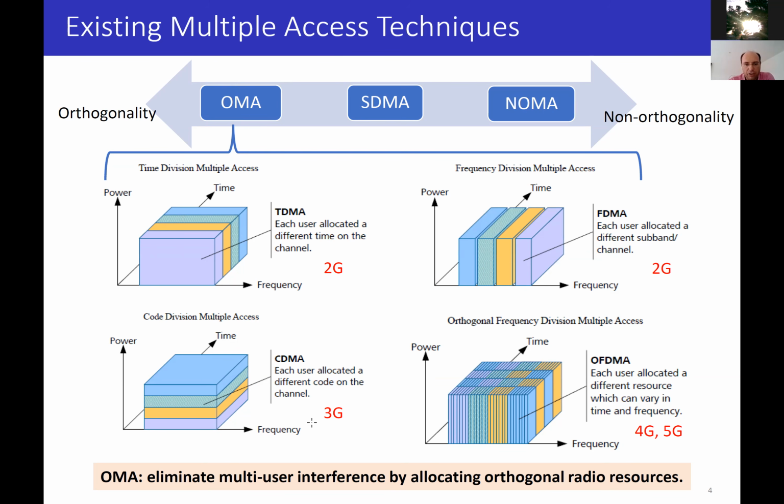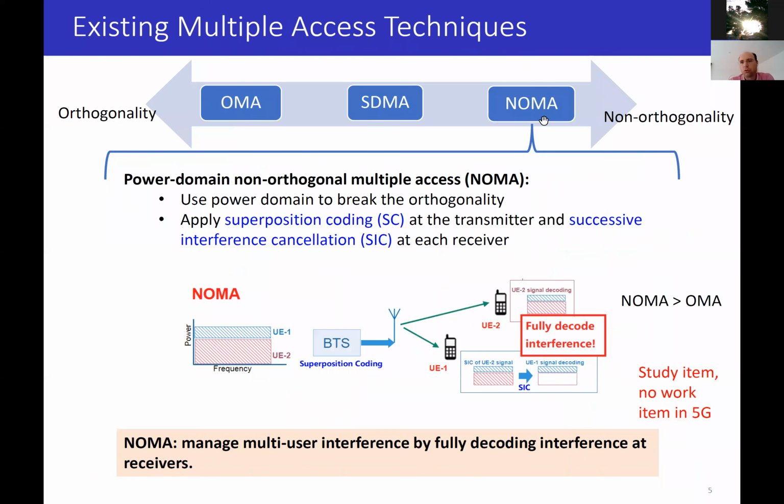The key idea there is simply to eliminate any multi-user interference by allocating orthogonal radio resources, whether in the time, frequency, code domain, or joint time and frequency domain. If we move to the other extreme, which is non-orthogonal, then we try to use the power domain to break the orthogonality, by using superposition coding with successive interference cancellation.